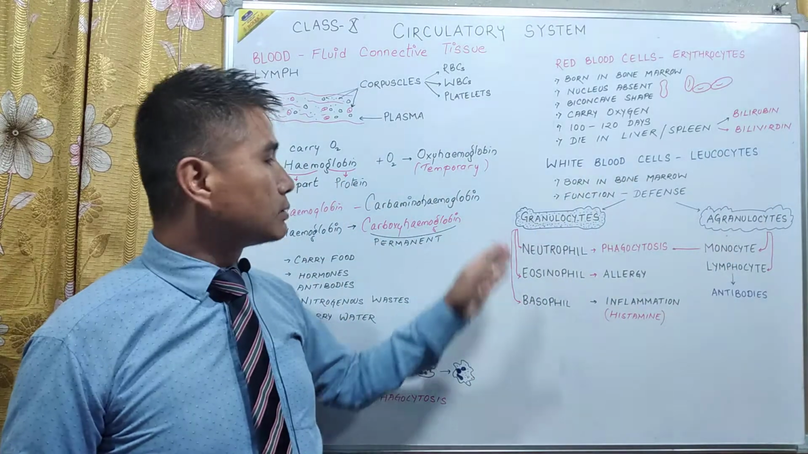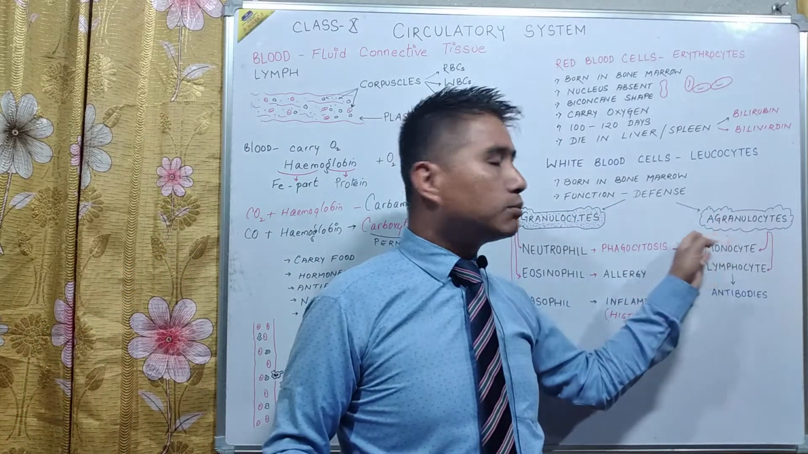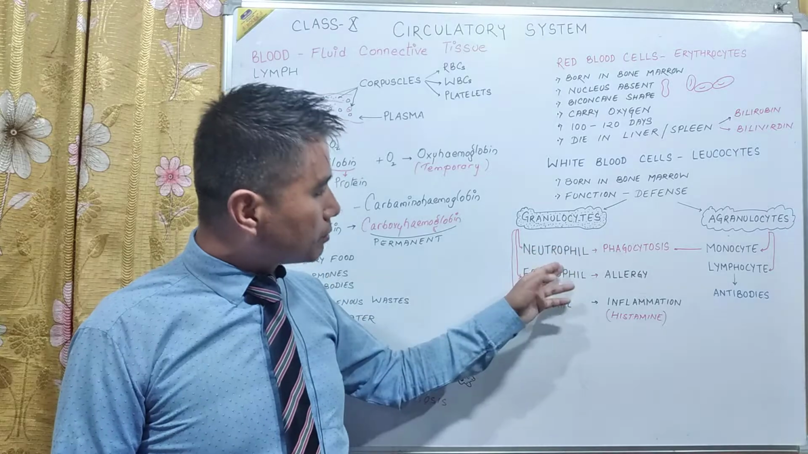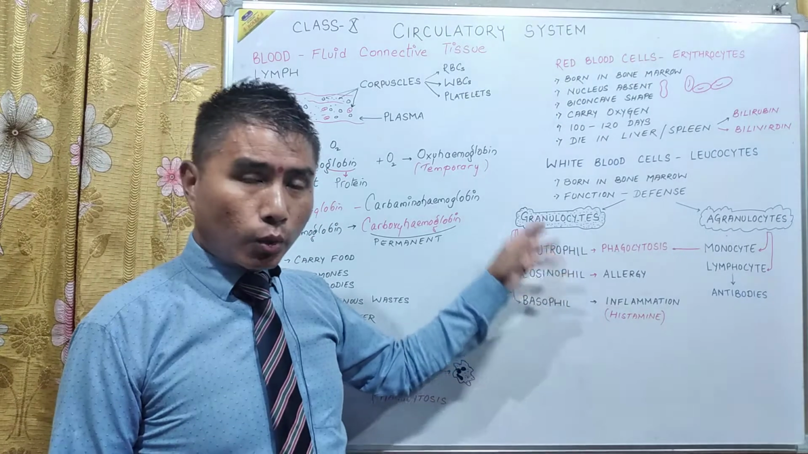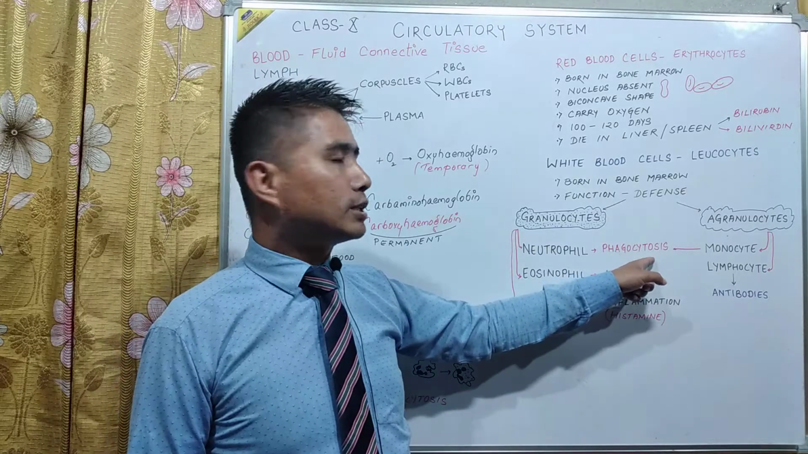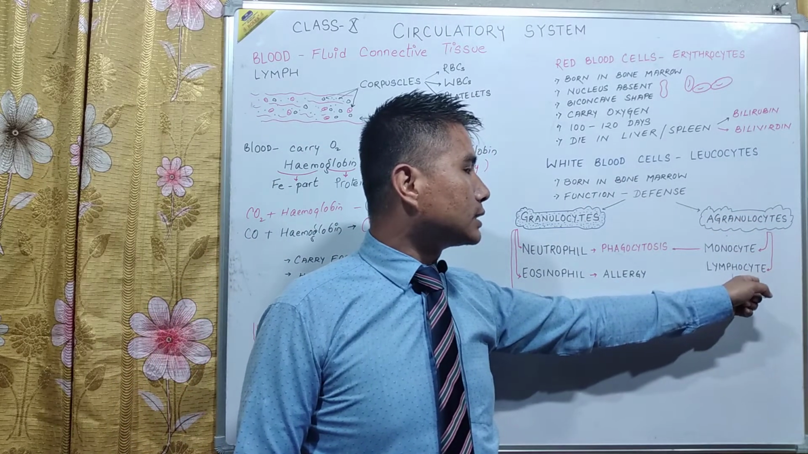Granulocytes are of three types: neutrophil, eosinophil, and basophil. Agranulocytes are of two types: monocytes and lymphocytes. Now, among granulocytes, the main part is neutrophil. One of the basic cells is neutrophil, and its main function is phagocytosis. And among agranulocytes also, monocyte is there and lymphocytes are there.